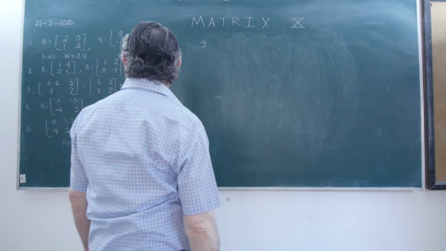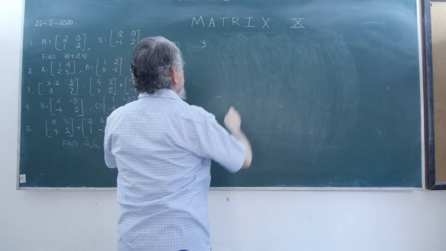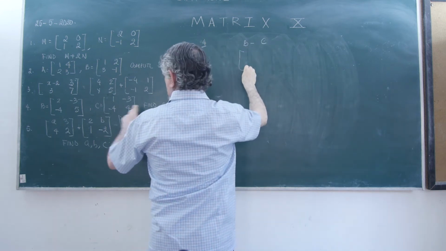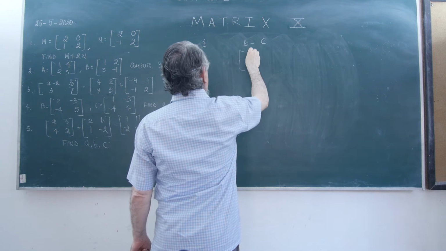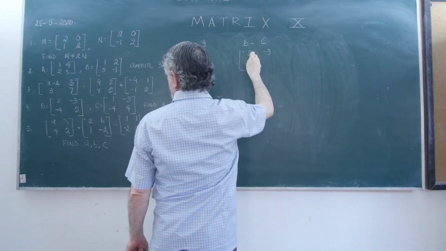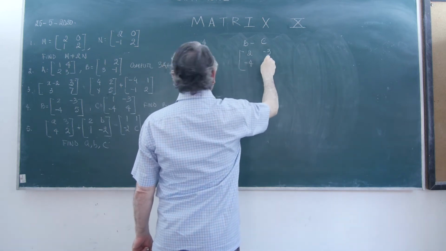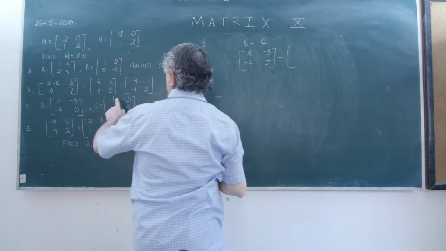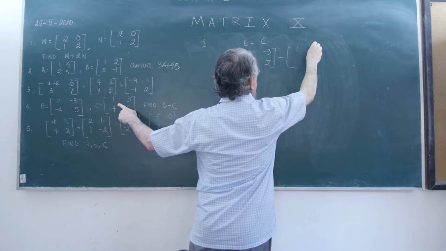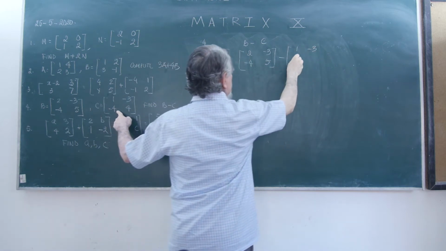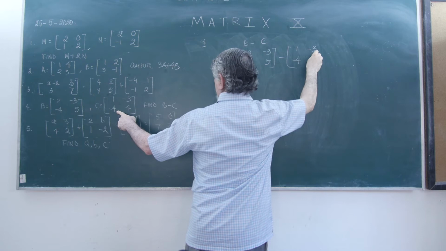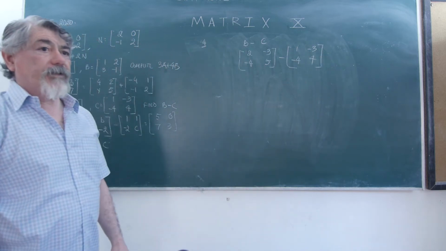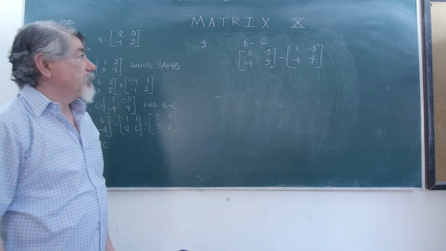He has given matrix B and C. He wants to find B minus C, subtraction. B is 2 minus 3 minus 4 and 5. C is 1 minus 3 minus 4 and 4. So we have to find B minus C.